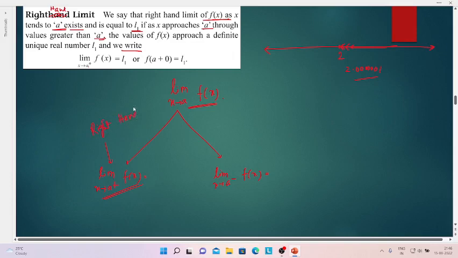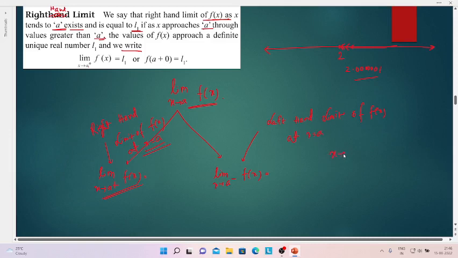Right hand limit of f(x) at x equals a. And this particular thing is called the left hand limit. Left hand limit of f(x) at x equals a.